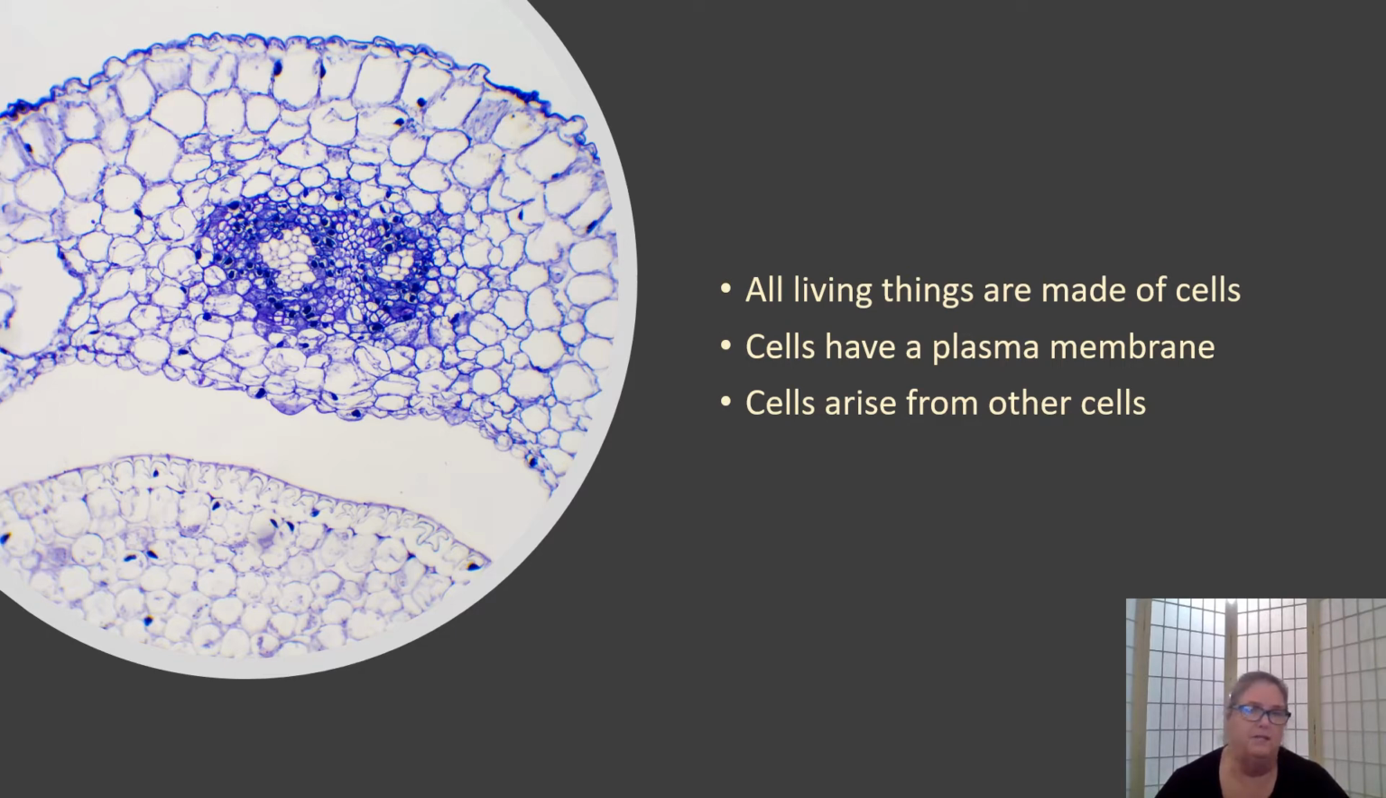Not all cells have a cell wall. A wall is more rigid than a plasma membrane, but all cells do have a plasma membrane. So remember to keep those straight. They seem kind of similar, right? So a plant cell has both a plasma membrane and the cell wall. Animal cells do not have a cell wall. We wouldn't be able to move around if we had cell walls.